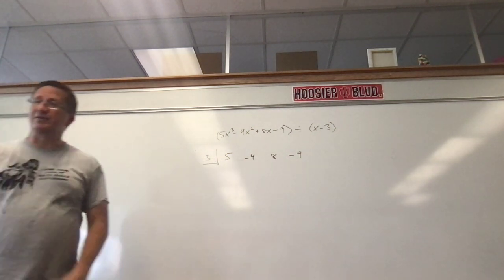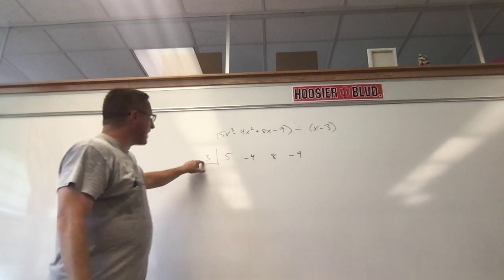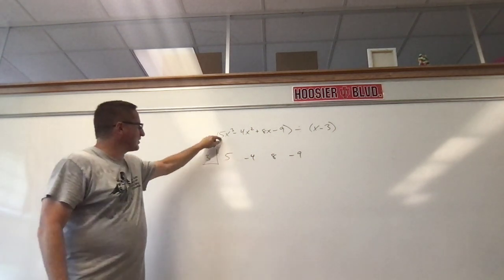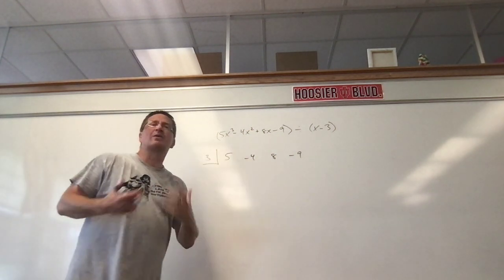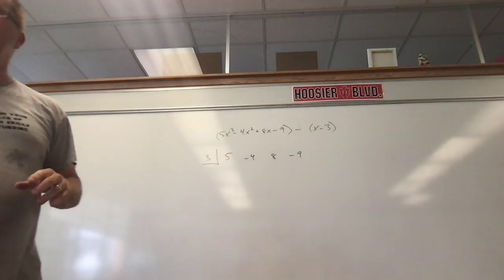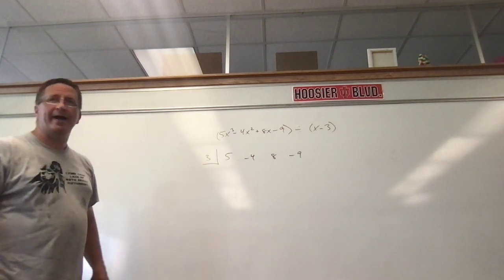Any idea where I got all those numbers from? In the box is the opposite of this, good. And where do these numbers come from? Those numbers, 5, negative 4, 8, negative 9. Basically what we're doing is division, like what we did yesterday, but we're leaving the variables out for right now. They'll eventually come back, okay?